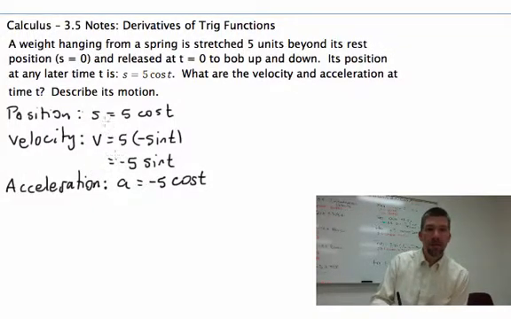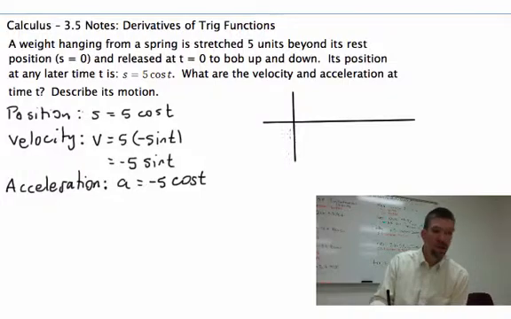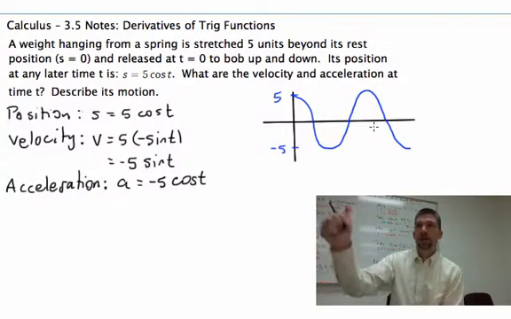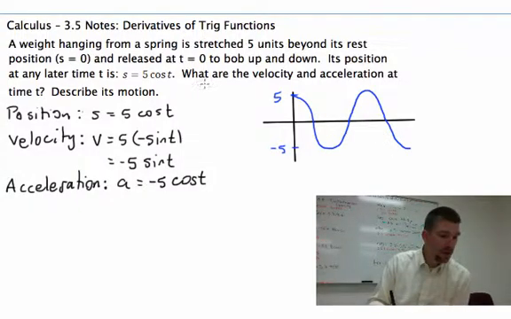Well, the position is 5 cosine t, so position is going to look something like this. This may not be super exact, but it's going to look something like this. Cosine, we're going to start up here at 5. We're going to go down here to negative 5. It's a cosine function. So it looks something like this. And then we can graph the velocity from that.